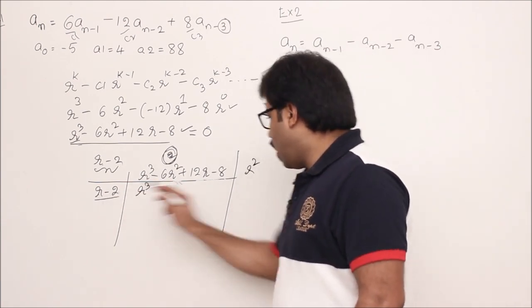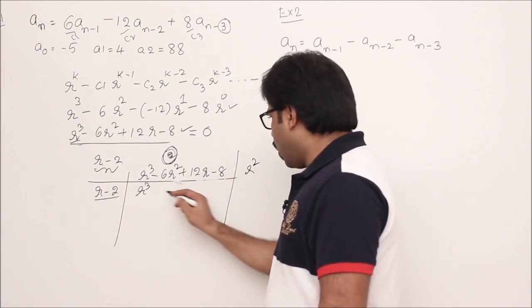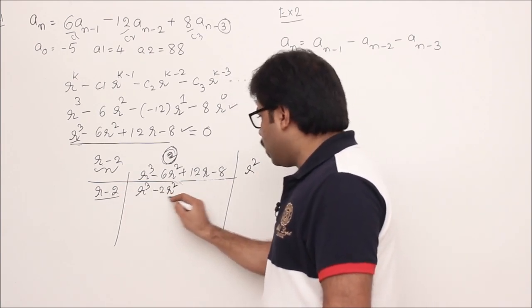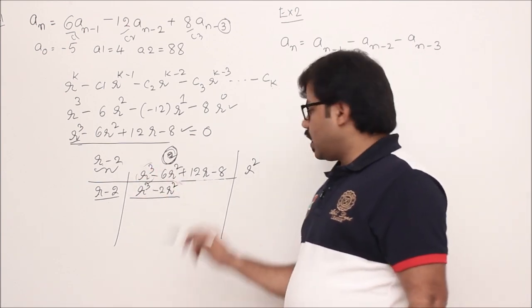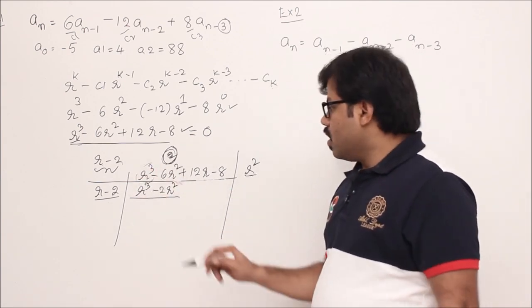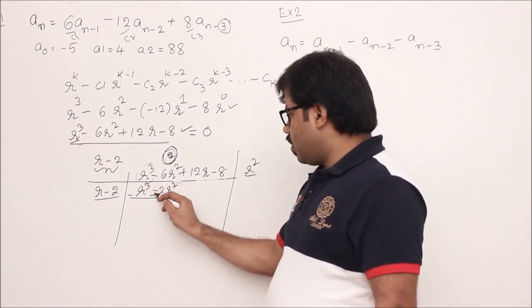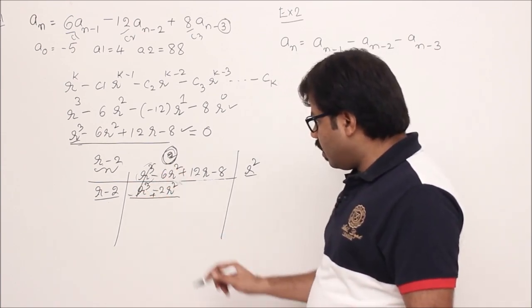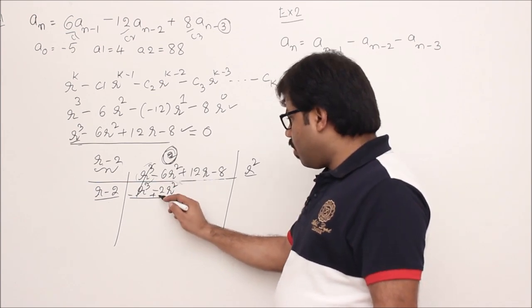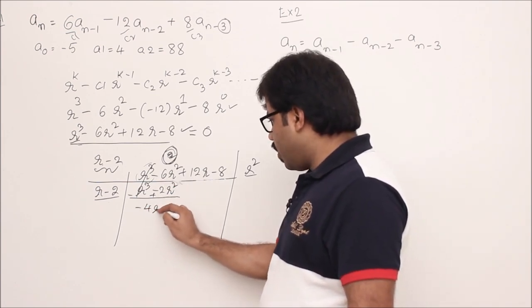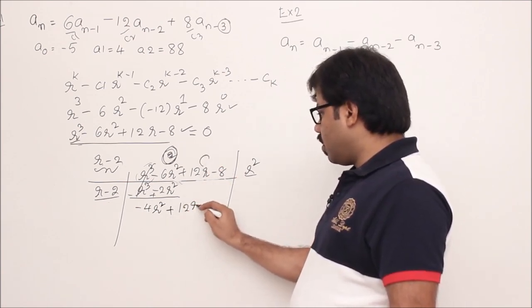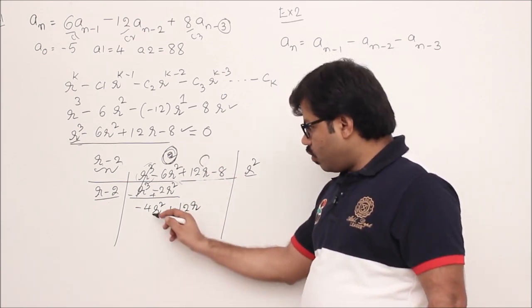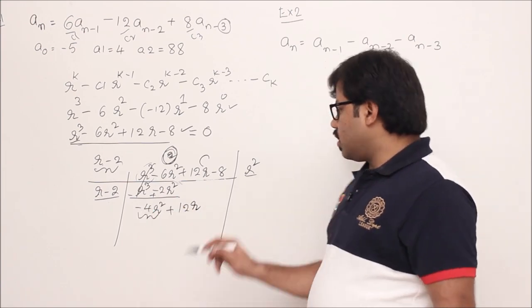Let me multiply: r into r square, r cube; minus 2 into r square, minus 2r square. You get r cube minus 2r square. So always try to get the higher order term. In such a way we have to find the quotient. Now if I do subtraction, what happens? r cube will get cancelled. Then minus 6r square plus 2r square is minus 4r square, plus, just take the next term 12r. Now again the target is what? We have to get minus 4r square. In such a way we should divide.